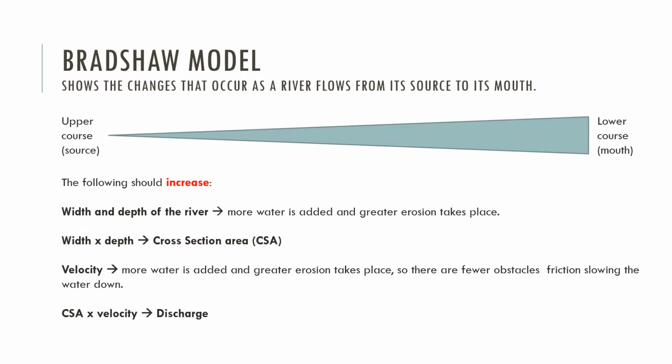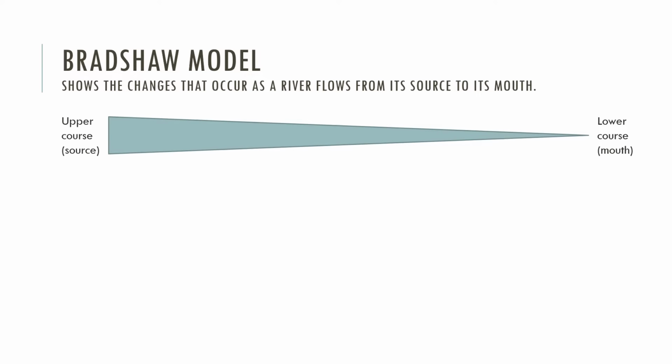And so if the cross-section increases and you times that with velocity, then you've got the discharge, the amount of water flowing through a particular point. So all of these should increase with distance downstream. And of course the wetted perimeter. The following should decrease with distance downstream.